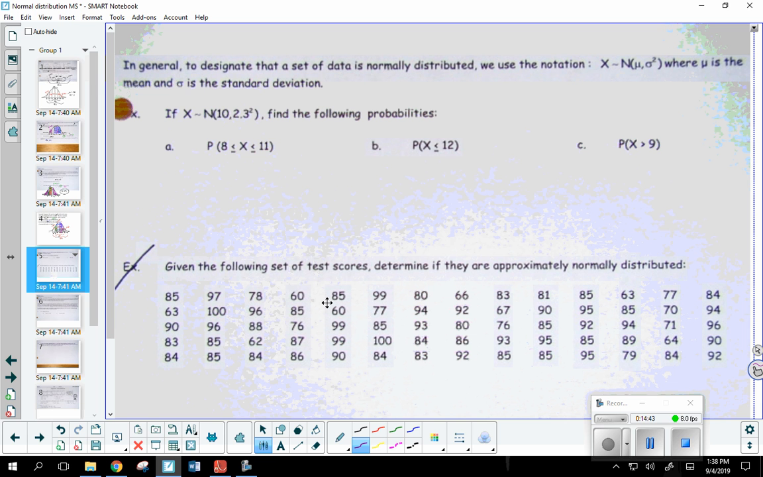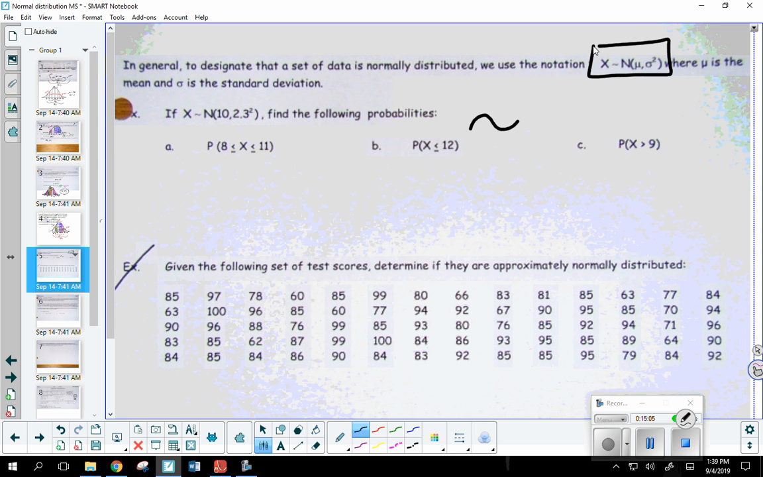So let's look at some notation. Okay. In general, to designate that a set of data is normally distributed, we use this notation. So a lot of times they may not verbalize it, especially on the paper exam, but if you see this right here, it'll say X, and this little symbol, you might recognize it first off as similarity in geometry.